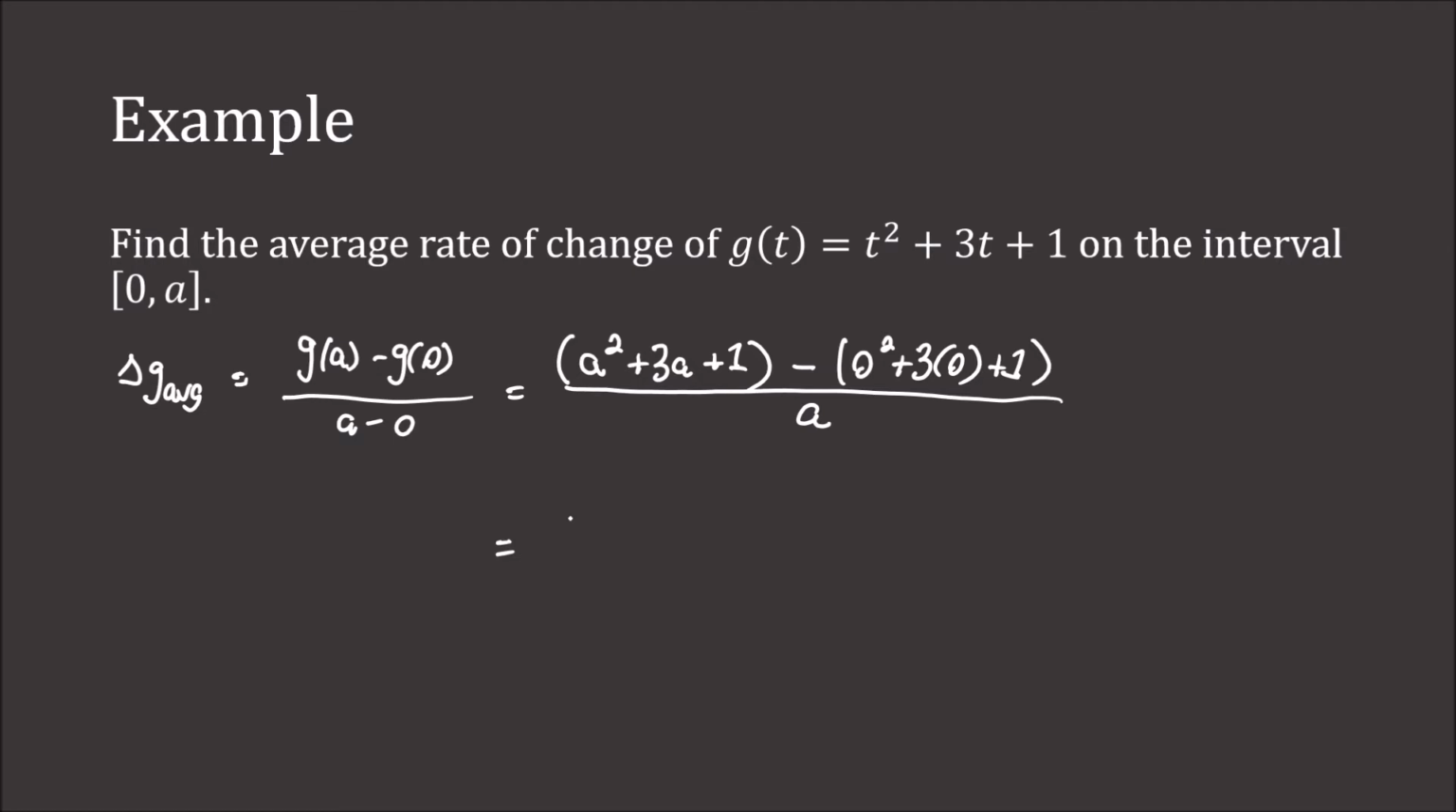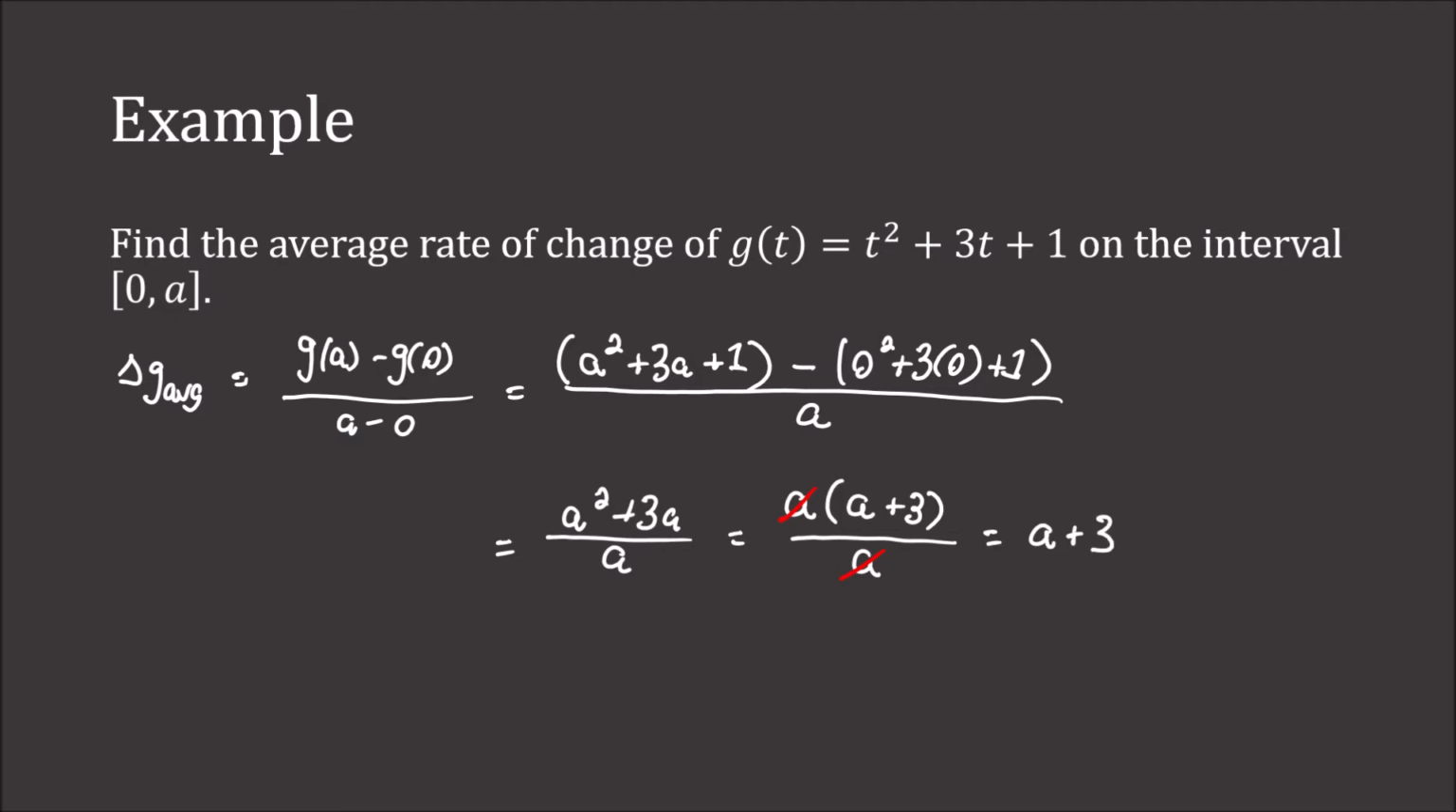So we get a squared plus 3a plus 1 minus 0 squared minus 0 minus 1, all over a. And a can be factored from the numerator. We're left with a plus 3. And now if we notice, we can cancel out the a in the numerator with the a in the denominator, and we're left with the average rate of change being a plus 3.